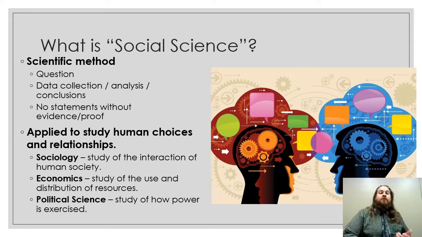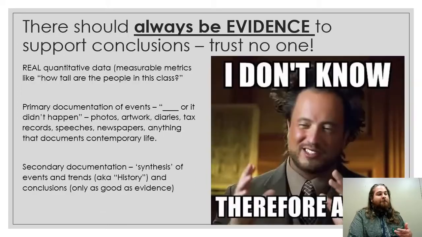And so what we do with the scientific method in this class, in the discipline of the social sciences, is we apply that method to human choices and interactions, whether it be the interaction of society, the interaction of how we work and get resources, or the study of power and how it's exercised. These are the tools that we use to understand what the past is like.